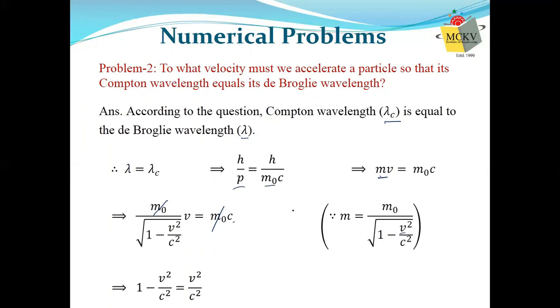So from that, we can say v square equals c square by 2, or the velocity of that particle equals 0.707 into c. That is 0.707 into 3 into 10 to the power 8 meter per second. So that will be the velocity of the particle for which the Compton wavelength is the same as the de Broglie wavelength.